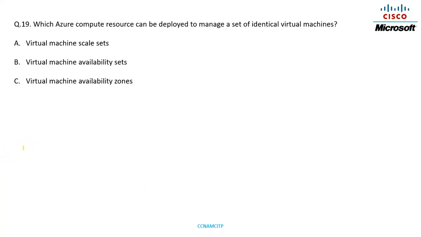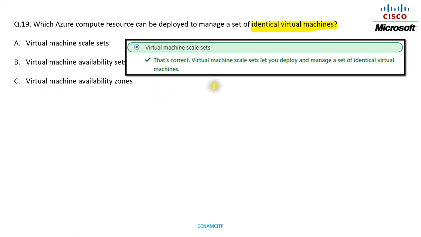Next one, which Azure compute resource can be deployed to manage a set of identical virtual machines? Okay, you have to deploy identical virtual machines. This was the question I had to face in the exam. Okay, and you can see virtual machine scale sets, virtual machine availability sets, and virtual machine availability zone. So your answer should be the first one. Okay, the answer is virtual machine scale set.